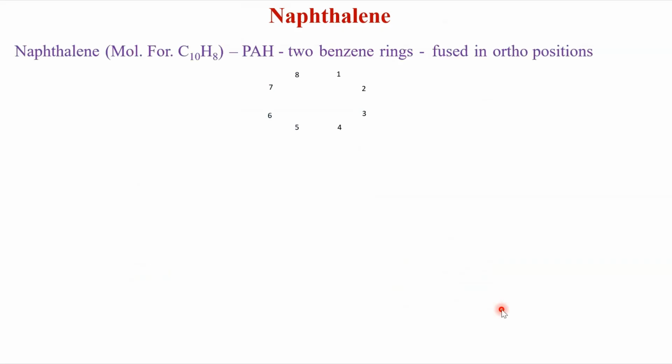Naphthalene has a molecular formula of C10H8. It has two benzene rings fused at the ortho position. They are numbered like this. The outer positions are numbered as 1, 2, 3, and 4, the fused carbons are not numbered, and the other outer positions are given as 5, 6, 7, and 8.